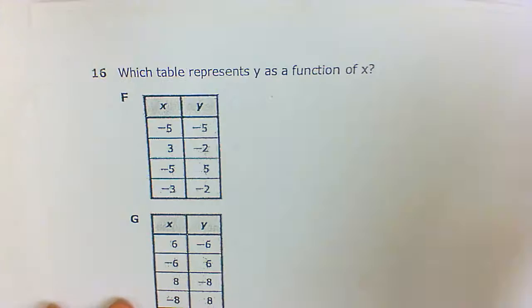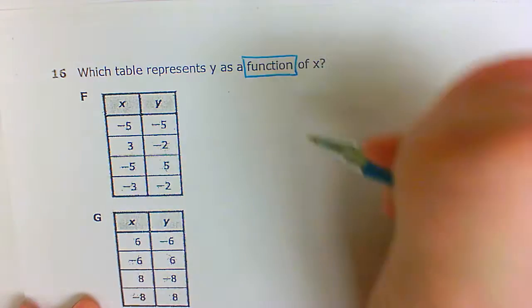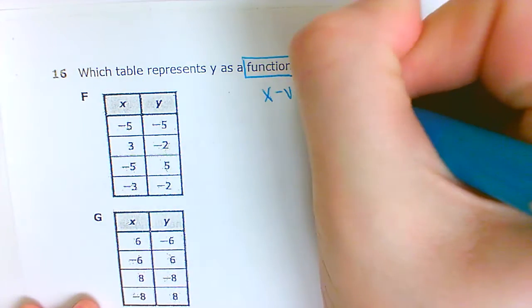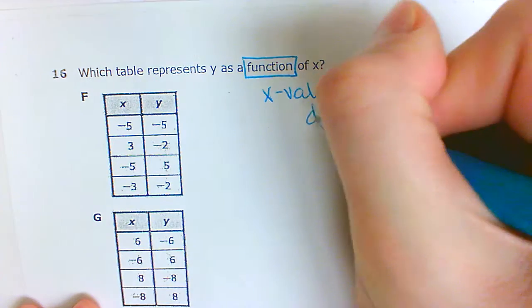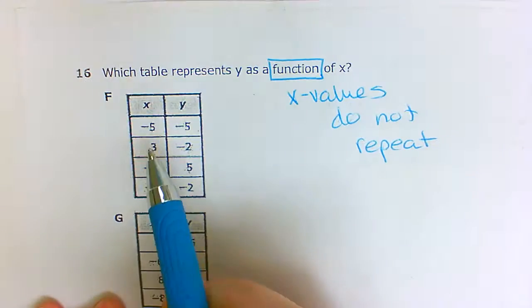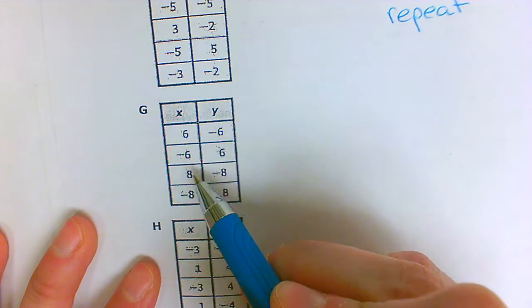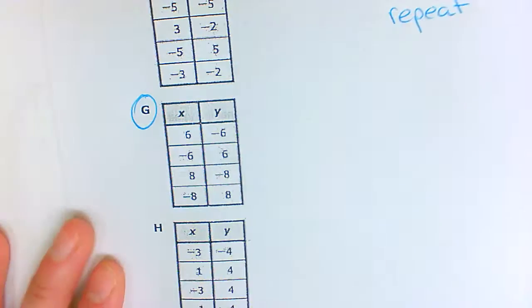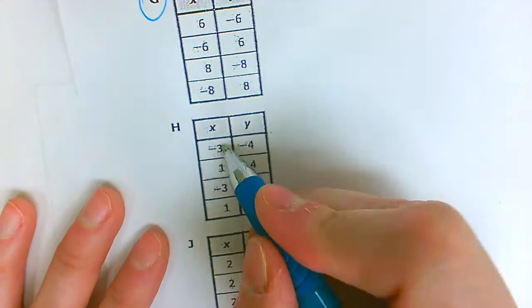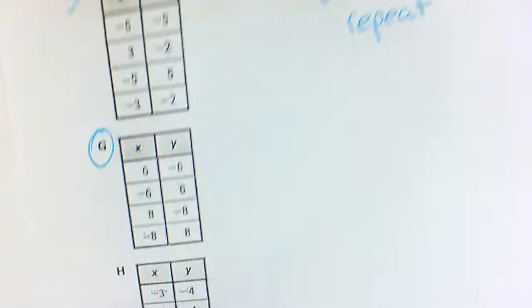Number 16. Which table represents y as a function of x? Now for a function, x values do not repeat. So when I'm looking at this first one, I've got -5 and -5. That's not a function. 6, -6, 8, and -8, those are all different numbers. This one, the -3s repeat, and the 1s, this one, they all have the same 2s. So when you're talking about functions, you only care about the x values.